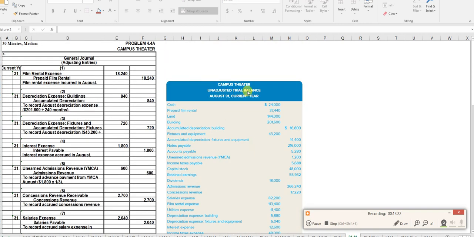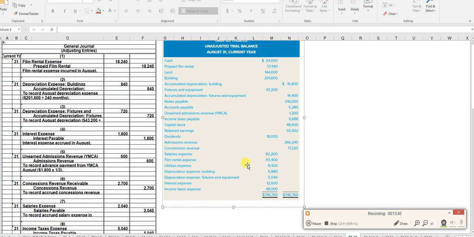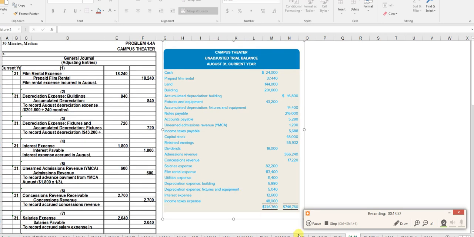I need to make an adjusted trial balance. I would simply change these numbers for these entries. So I would, again, add $18,240 to film rental expense. Notice this is a debit, so I'd add $18,240 to it. I would credit prepaid film rental for $18,240, so I would subtract it from that, so the balance in that, etc. I'd go along that. Okay, so that's really adjusting entries, so I hope that helps.